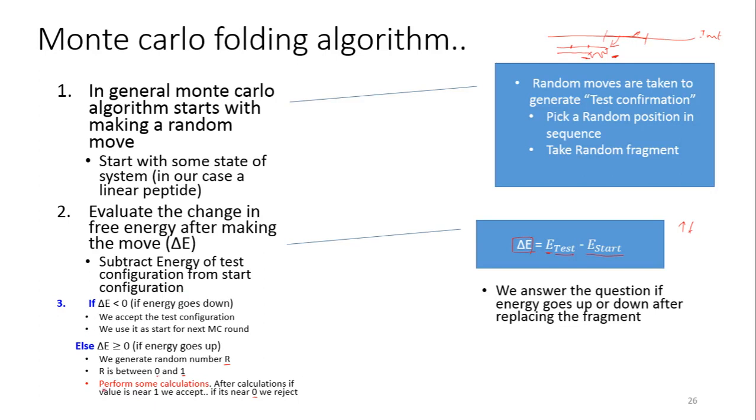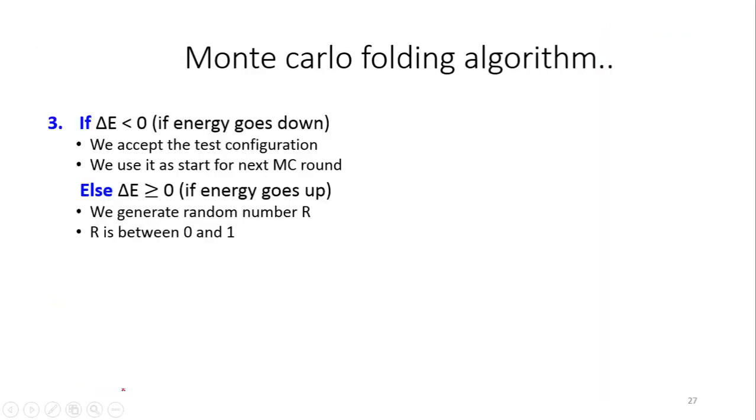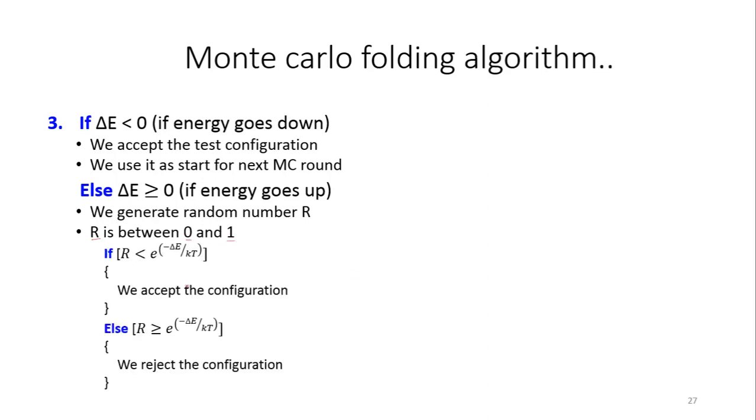Now let us discuss what calculations need to be done to decide whether we accept or reject the configuration if the energy goes up. If the energy goes down, we accept the test configuration and begin our next Monte Carlo round using it. But if the energy goes up, we do not necessarily discard that state. We generate a random number that lies between 0 and 1, and perform some calculation, after which we decide whether to accept or reject the configuration. What exact calculation do we do? That is what is meant to be understood from this slide.